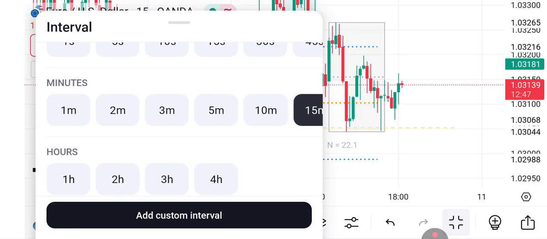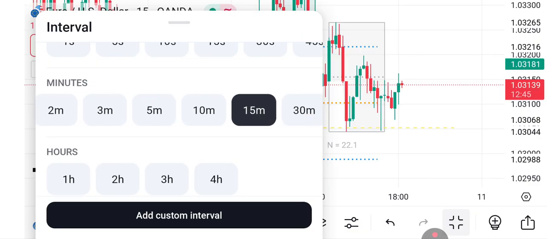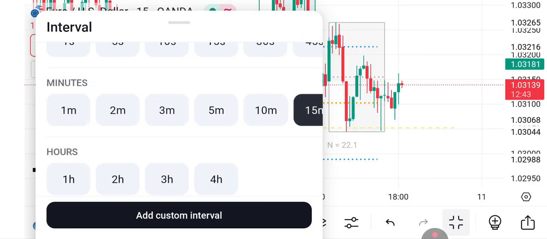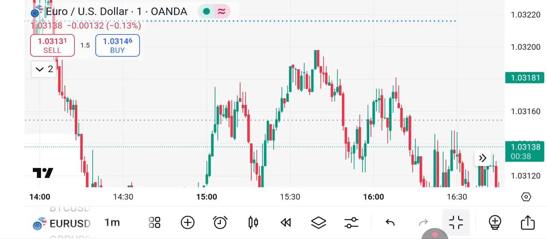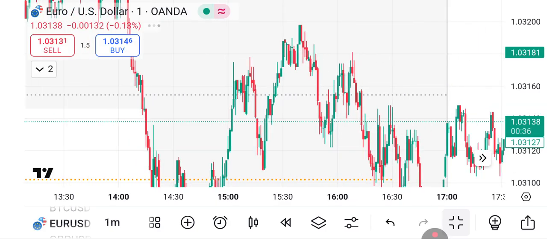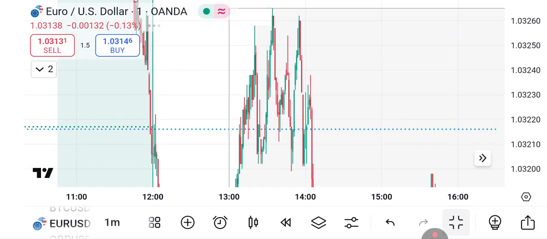I wait for the first 1 hour of the New York session, or the first 30 minutes of the New York session, because they are mostly trapped during that time. So how did I come to take this trade during the New York session?